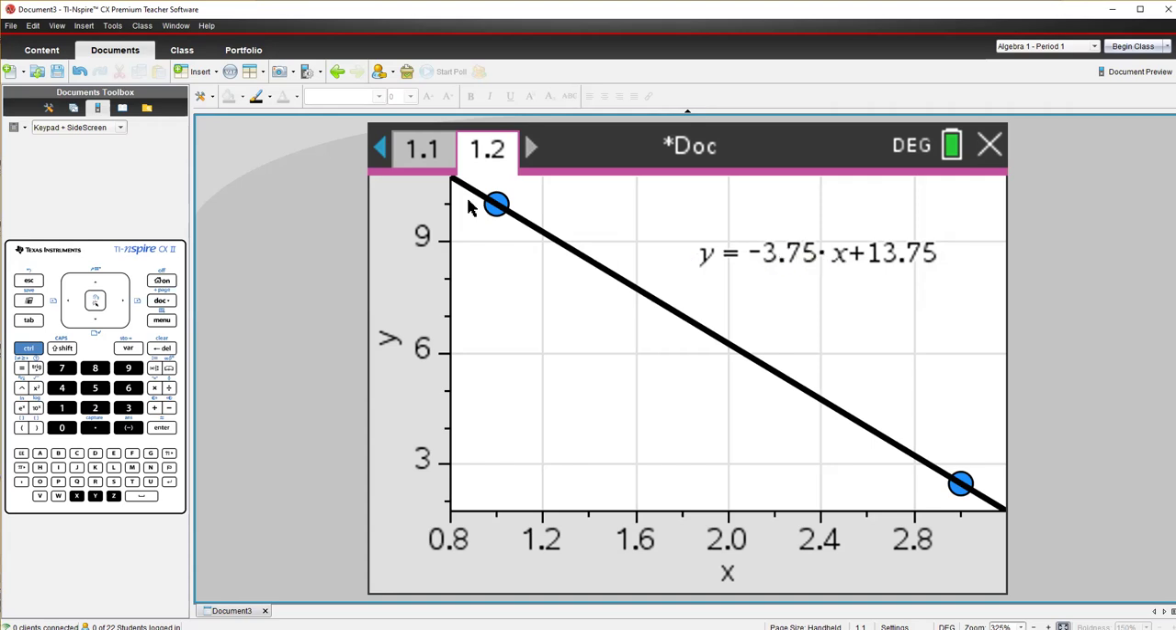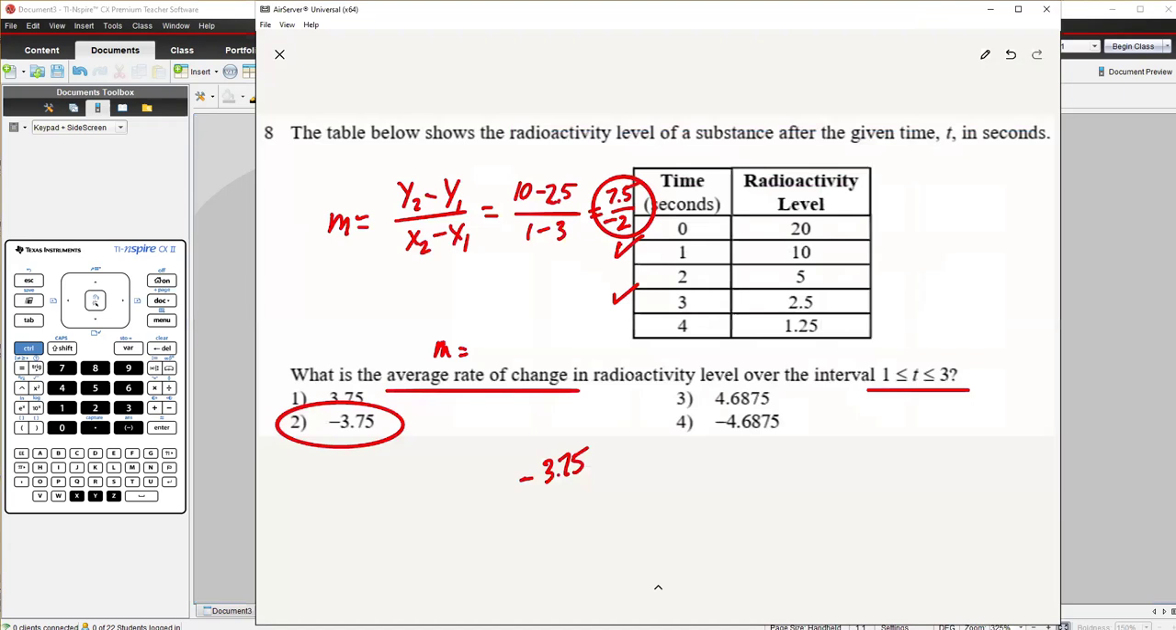But the one thing I want you guys to be careful of is usually when you have a table, most students enter the whole table. You do not do that when you are trying to find the average rate of change. I call it AROC. All right. You only use the 2 points that they give you. That's it. That's the only thing you got to be careful of.